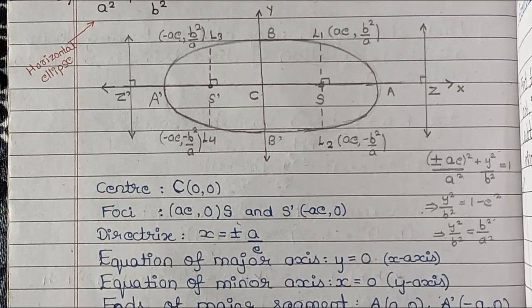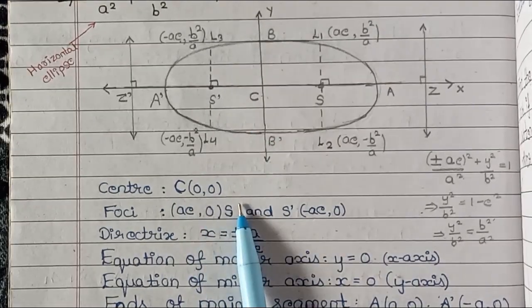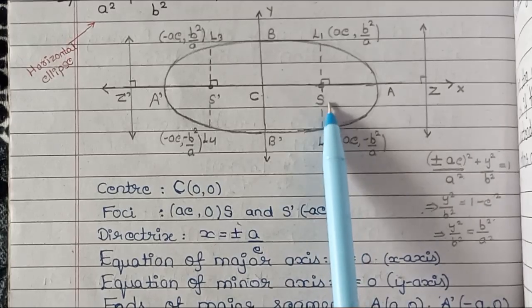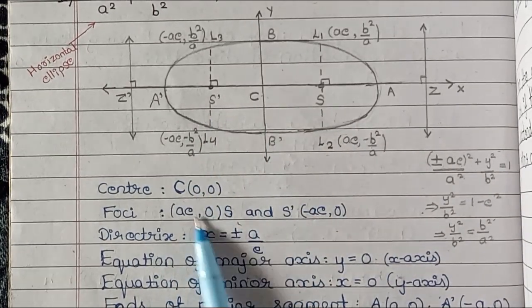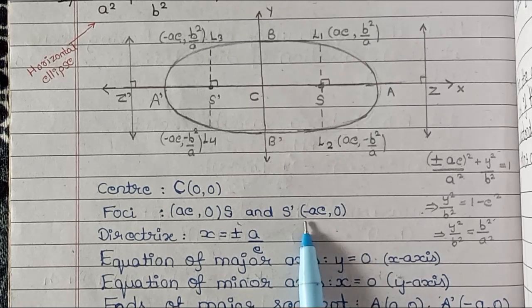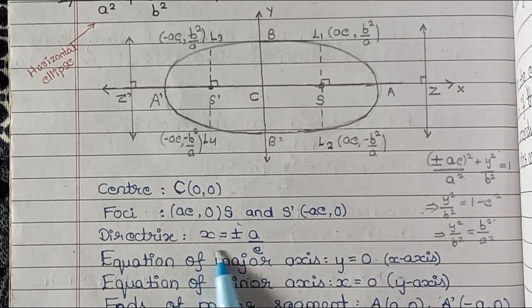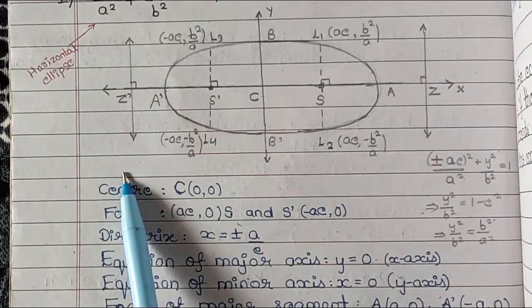From this diagram we can see that the center is at origin, so it will be 0 comma 0. The foci, there are two foci in an ellipse, which are S and S dash. First is a comma 0 and the second is minus a comma 0. The directrices here are x is equal to plus a by e and x is equal to minus a by e. Here it is plus a by e and here it is minus a by e.